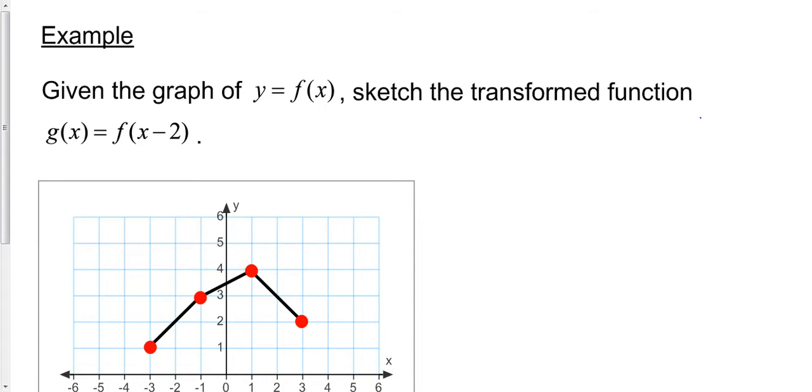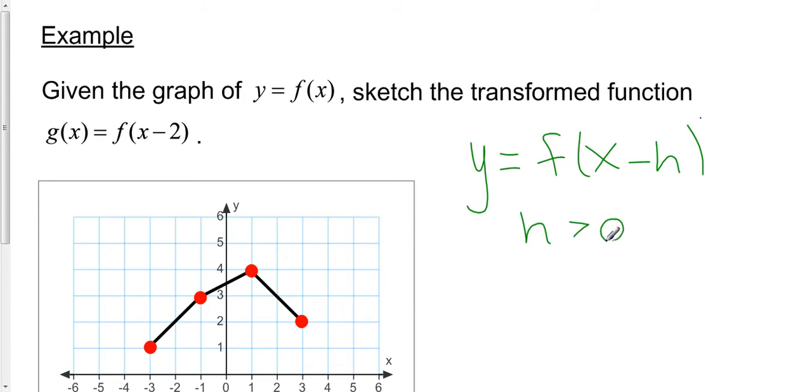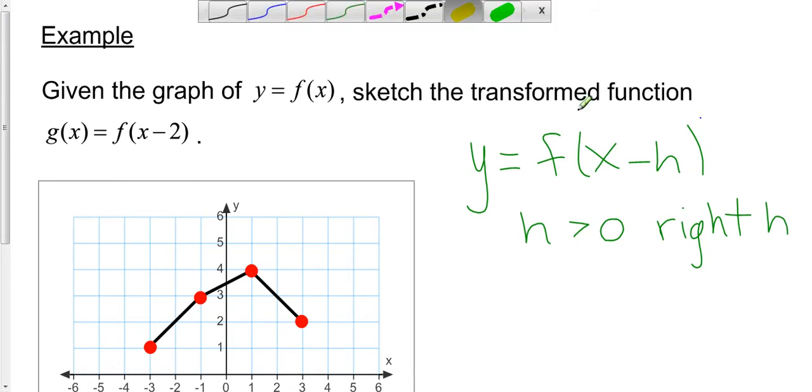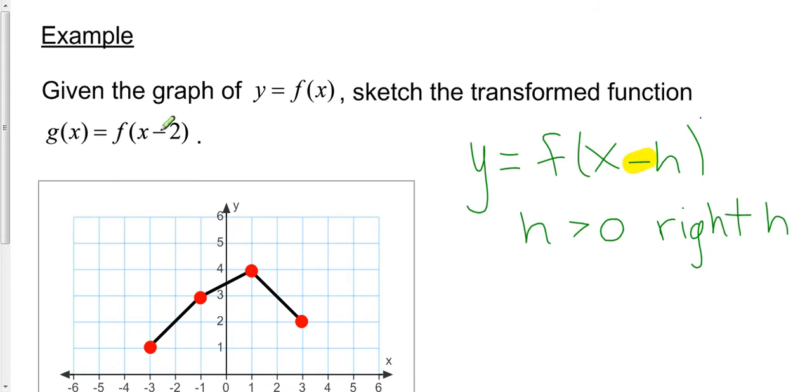Given the graph y equals f of x, sketch the transformed function g of x equals f of x minus 2. So if we go back to our general notation here, we had y equal to f of x minus h. And what did we say about this? We said if h is greater than 0, we're going to move to the right h. Okay, so if we look, there is actually a subtraction sign here, and I have a subtraction sign here.